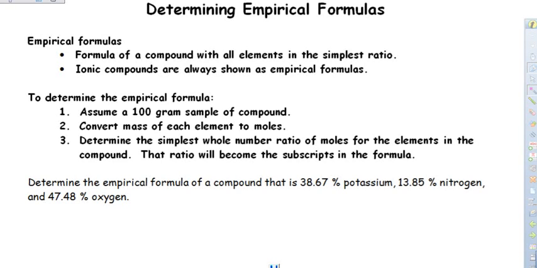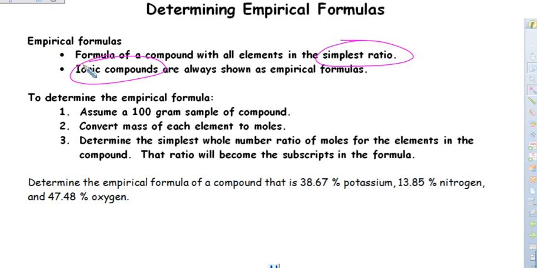In this video, we're going to look at something called an empirical formula. Empirical formulas are just formulas that have the simplest whole number ratio of elements. This usually applies to ionic compounds. We always report an ionic compound as the simplest repeating pattern of the crystal. So we are looking at simple ratios in ionic formulas.